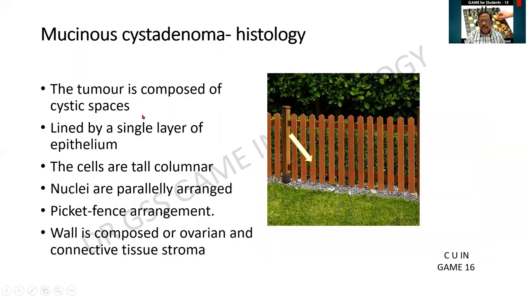The tumor is composed of cystic spaces lined by a single layer of epithelium. The cells are tall columnar, nuclei are arranged parallel to each other, which is called a picket fence appearance. And the wall is composed of ovarian stroma and connective tissue.